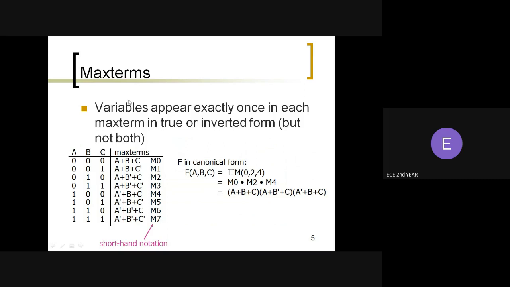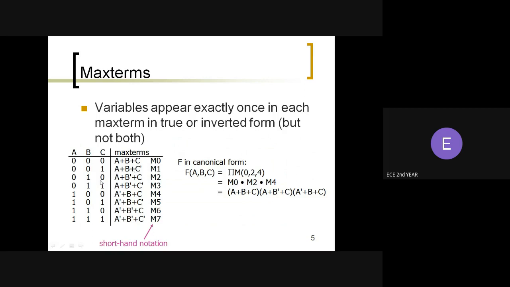Here the max term shorthand notations are presented. Again we have the inputs A B C, which start from 000 to 111, and their numbers. Max term is specified by capital M. It starts with 0 and goes up to 7, right? And how can we write the notation here? For 000, we have A plus B plus C. For 001, we have A plus B plus C bar.